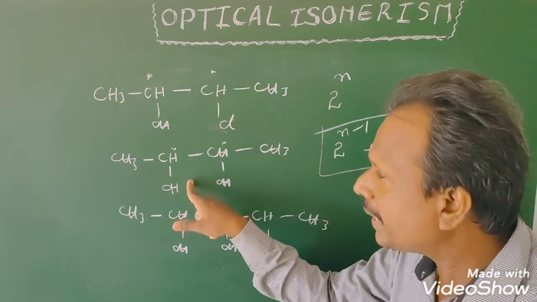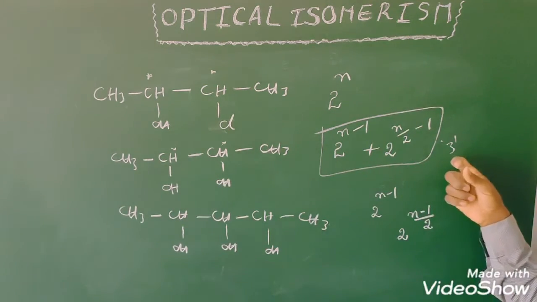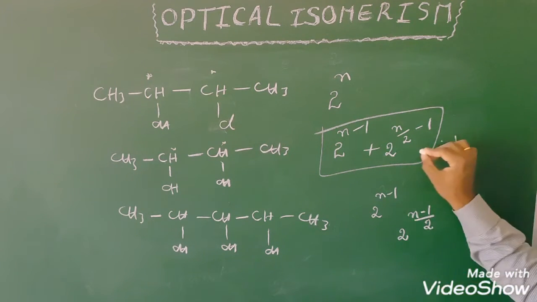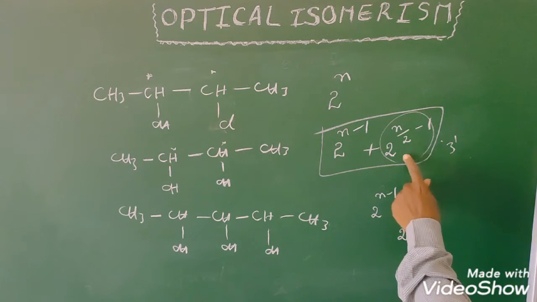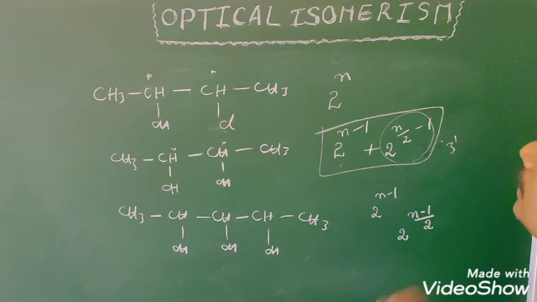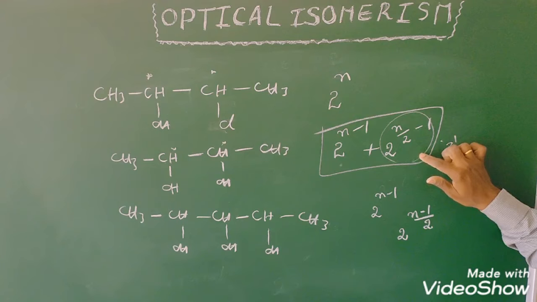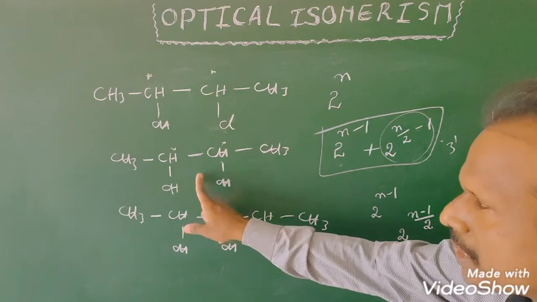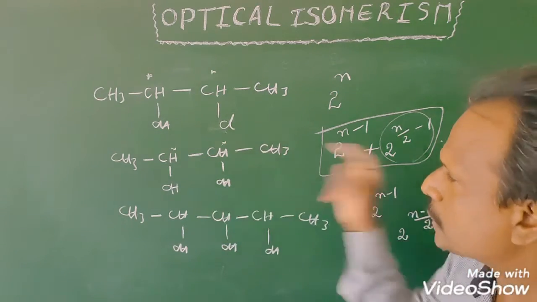Due to the presence of symmetry, of the 3 isomers, 1 isomer is optically inactive because it has a plane of symmetry. 2 power n by 2 minus 1, that means 1. It is the number of meso isomers. It is the total optical isomers. Of the total optical isomers, the number of meso isomers is 1. What is a meso isomer? It has chiral carbons, but due to the presence of a plane of symmetry, it is optically inactive. So for this structural formula, a meso isomer is possible.